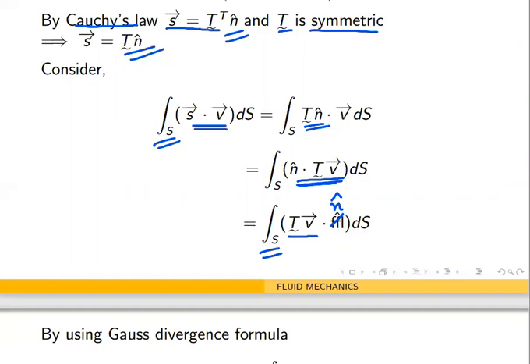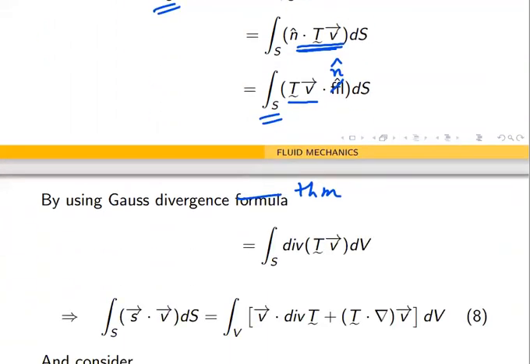Now converting this to a volume integral. Using which theorem? Using the Gauss divergence theorem. So we get the volume integral of the divergence of TV dV.